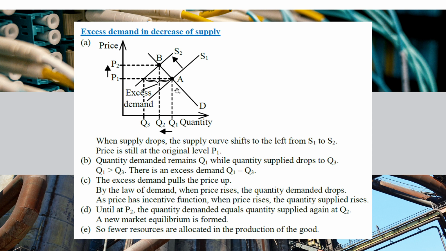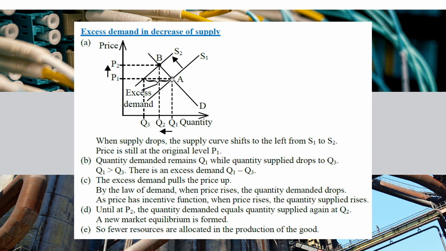You can do it. Remember point A, equilibrium P1, Q1 and S1, and S changes. When supply decreases, you shift to the left, from S1 to S2, but the price remains at P1, with no immediate change. So the quantity demanded is still Q1, but the quantity supplied drops to Q3. Q1 is larger than Q3, so there is excess demand.